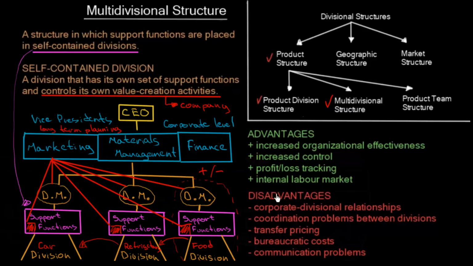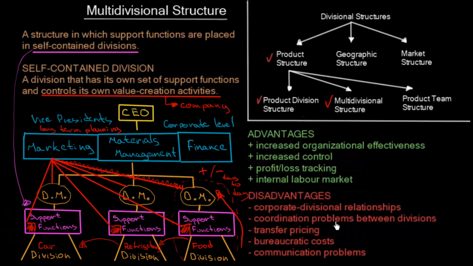Now there are certain disadvantages. First one, corporate divisional relationships. Well, it's going to be these relationships between the corporate guy and the divisional manager. Why is it so? Because the corporate guy, the marketing vice president, is focused on long-term planning. On the other hand, the divisional manager is feeling a pressure from below. He is taking care of day-to-day problems. And of course, we all know that long-term planning and day-to-day problem solving are the exact opposite. So this link or these links are going to be very problematic sometimes.